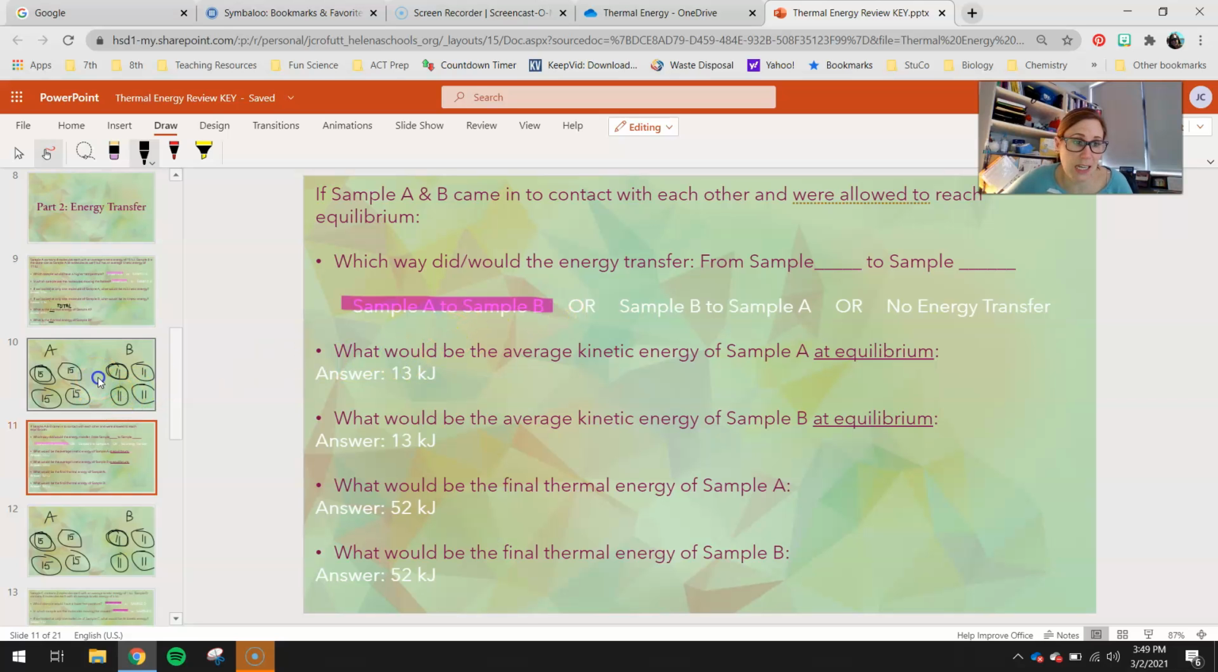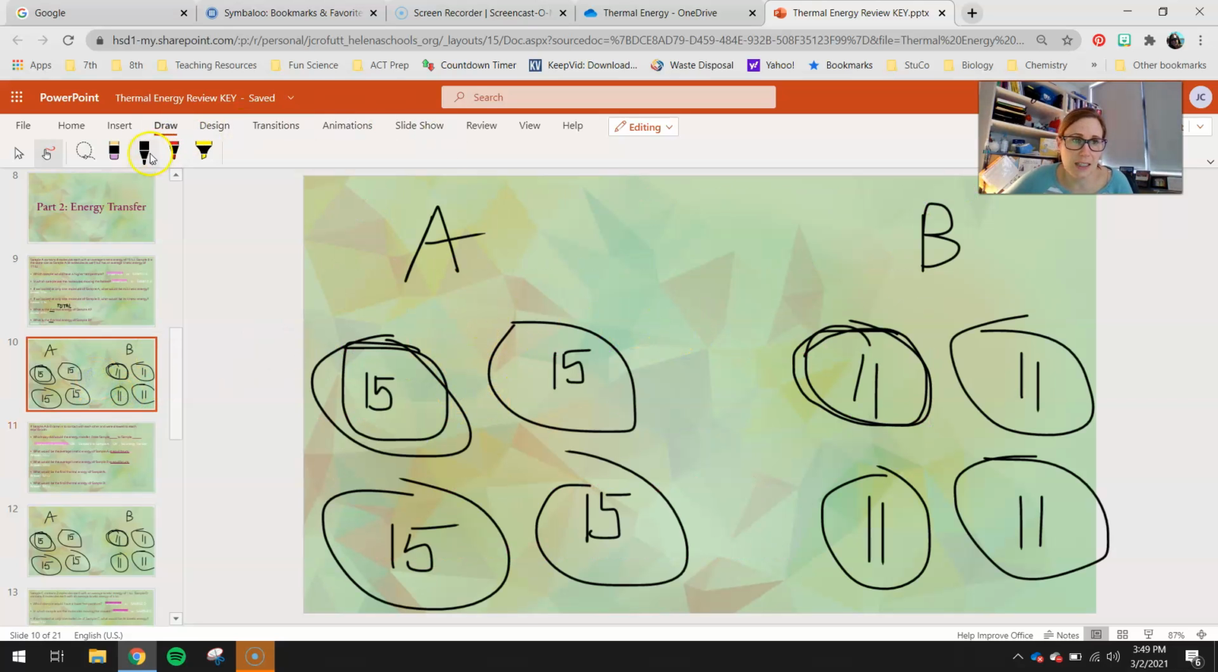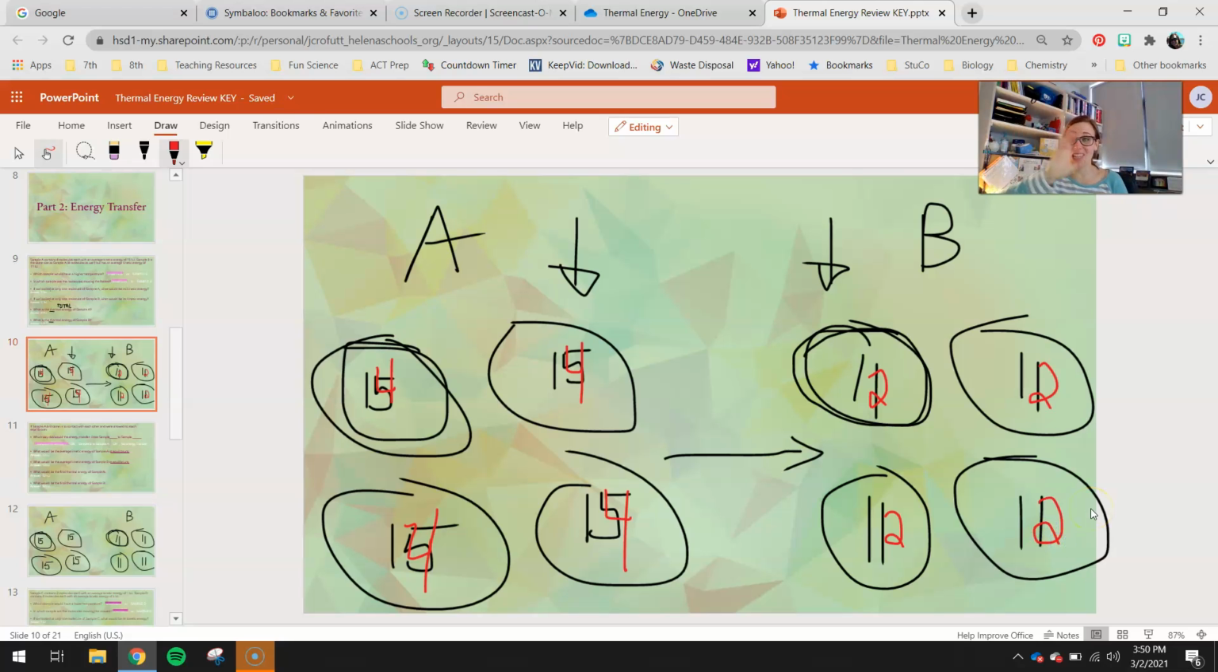Okay, what would be the average kinetic energy? If you look at this, I did it this way. I said the energy is going to transfer from our hotter to our cooler. So these molecules here are going to give up kinetic energy to these. I did a little, you get one and you get one. So I took one away from each of these 4 molecules, and now they only have 14. And I gave them to these, and now they have 12. Okay, we're still not at equilibrium because remember, equilibrium is where we have the same average kinetic energy for all of those molecules.